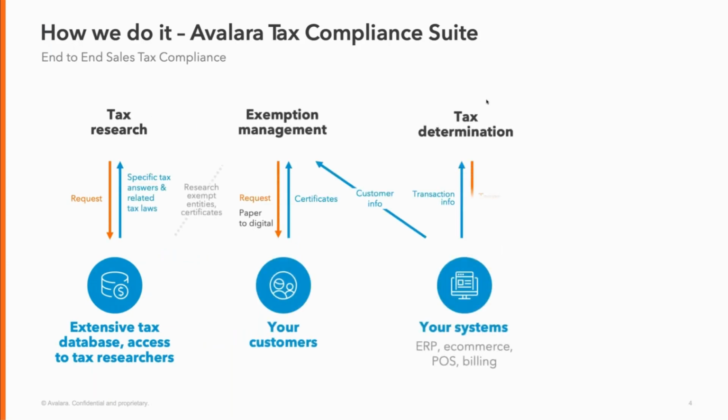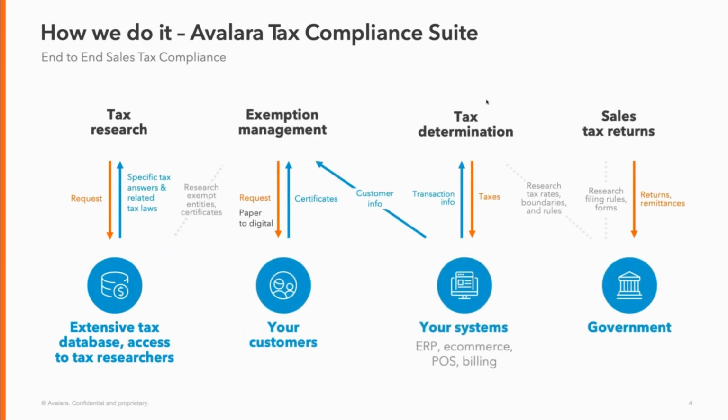This here is a conceptual diagram of how our solution is working. So we start with our tax research to understand the taxability of the products and services that you guys have to offer to your customers. We then have a digital repository of all of your exemption certificates. So we turn paper into pixels to make sure that we have the ability to gather those exemption certificates and provide them to anyone if needed.